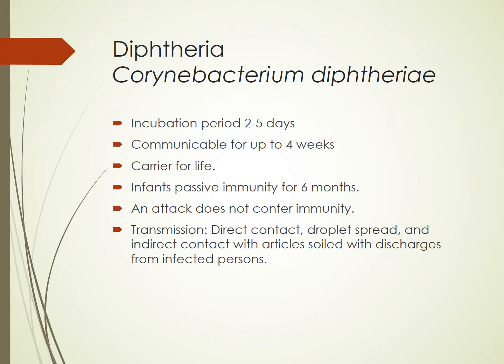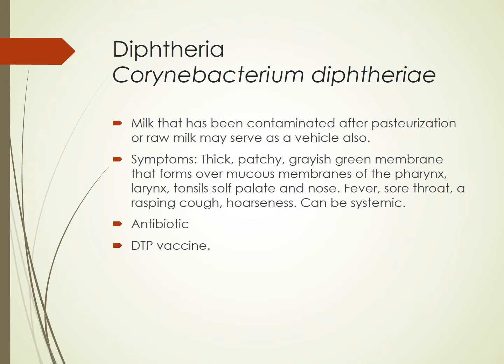The transmission is through direct contact, droplets, and indirect contact with articles that are soiled with discharges from the infected person. So that could be anything. That could be tissues, baby bottles, cups, anything that has been in contact with the person who's sick or who has the infection. And finishing up with diphtheria again, milk that's been contaminated after pasteurization or raw milk may also serve as a vehicle for that particular bacteria.